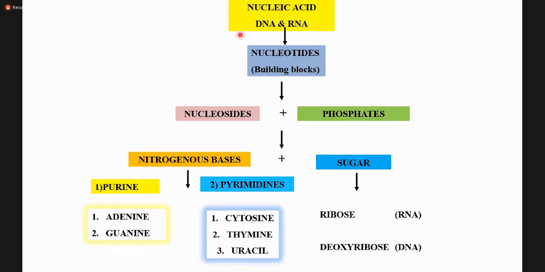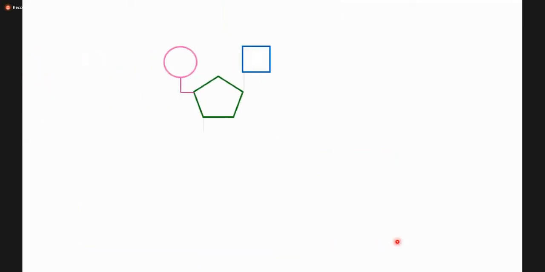So basically, nucleic acids are made up of two types of nitrogenous bases, purines and pyrimidines, and sugars, ribose and deoxyribose. Now, how are they actually bound with each other? For example, we are taking a nucleotide in which we have the ribose sugar, then a nitrogenous base represented by a blue square, and then a phosphate represented by a pink circle.